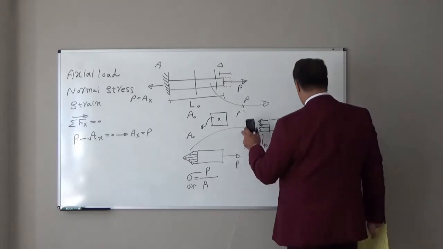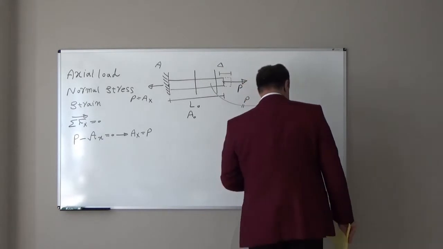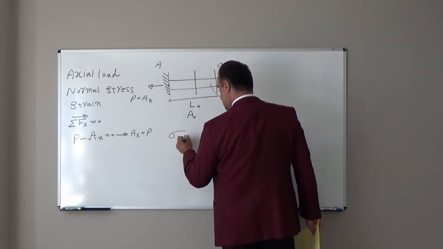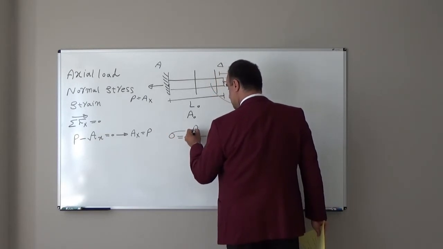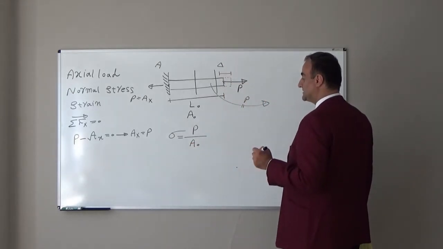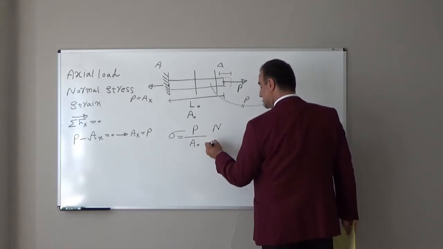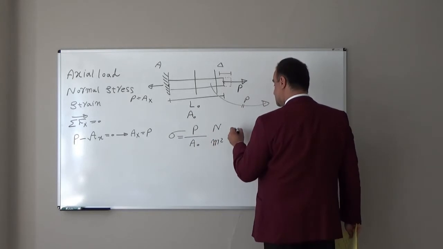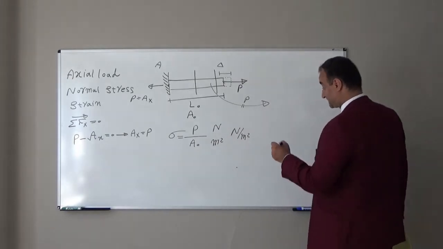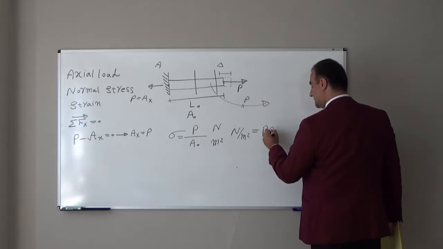Now let's look at the unit for stress and strain. What is the unit for stress and strain? Let's again look at the formula. Sigma is equal to P over A naught. What is the unit for P? In the SI system, for example, the unit for P is Newton. For A, it is meter squared. So the unit for stress will be Newton per meter squared. Newton per meter squared, we show with Pascal.